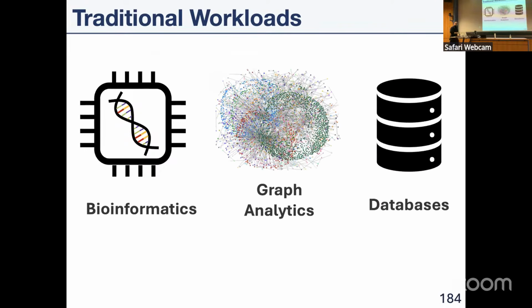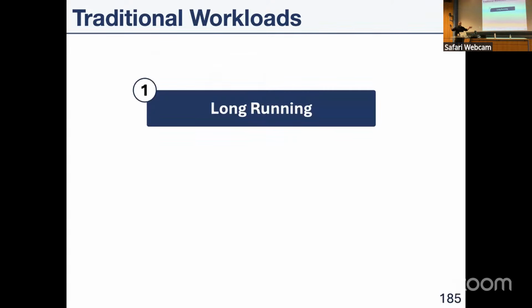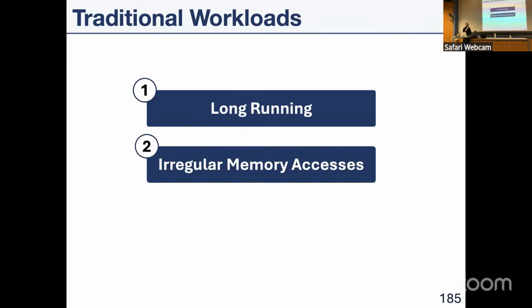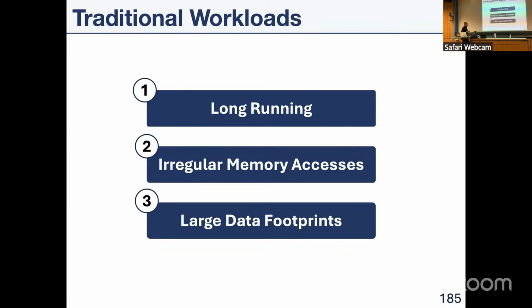On the other hand, we have more traditional, conventional workloads like bioinformatics, graph analytics, database workloads, which have a bit of different properties. They're long running, we might have a database server running for days, weeks, right? They lead to irregular memory accesses. For example, graph analytics is a very sparse type of workload with random inputs, random graphs, which leads to these irregular memory accesses and very large data footprints. For example, some of the graph applications I will show you later utilize more than 100 gigabytes of the physical memory.